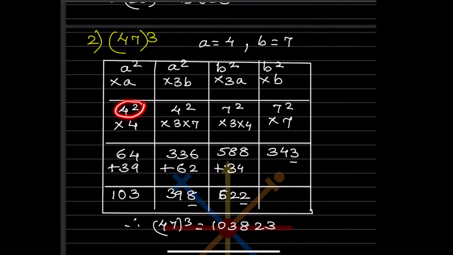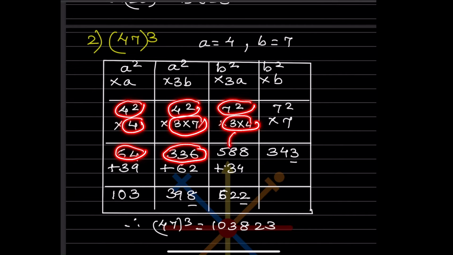So this will be 16. 16 into 4, that is going to be 64. 16 into this 21, that is going to be 336. 49 into 12, that is going to be 588. 49 into 7, that is going to be 343.